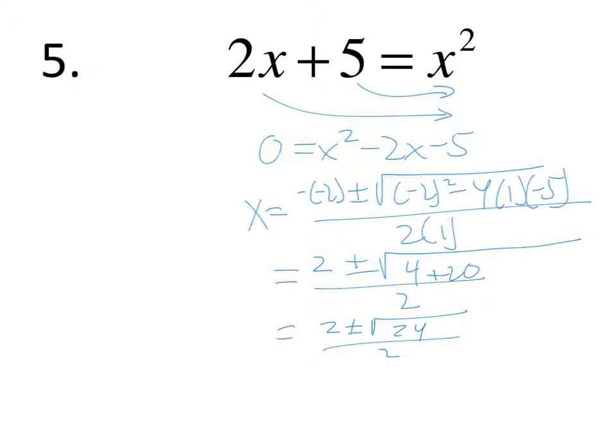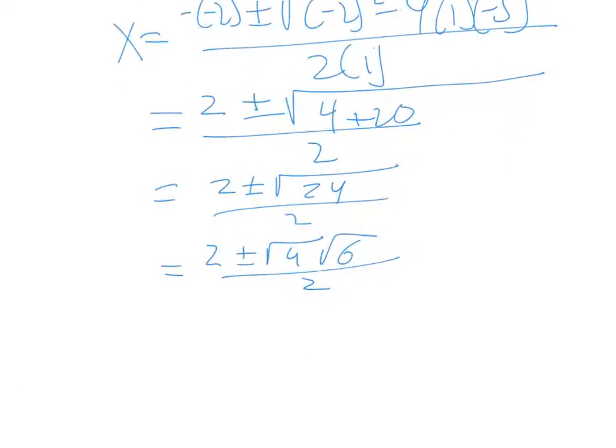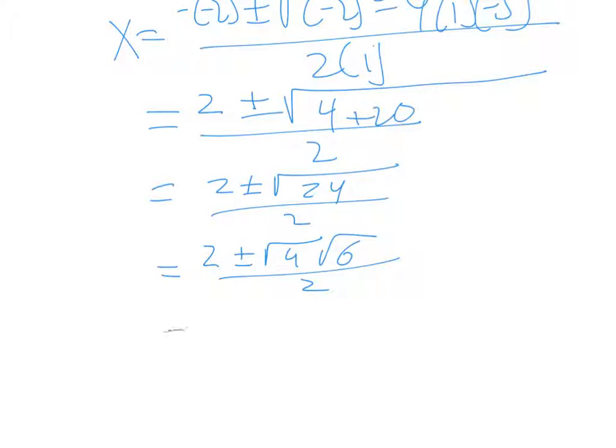And we can simplify that. There's a 4 that goes into 24. So we have 2 plus or minus the square root of 4 times the square root of 6 all over 2. And that gives us 2 plus or minus 2 square root of 6 all over 2. And remember, this has to divide both of these here.